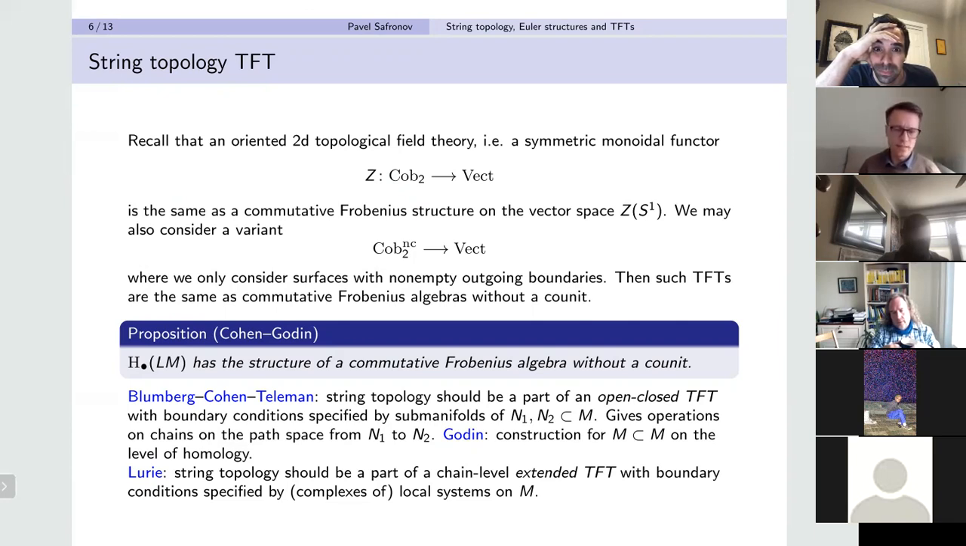Then also in Lurie's paper on the cobordism hypothesis, he briefly remarked that using the cobordism hypothesis, you can construct the chain level extended TFT. And here the boundary conditions are even more general than submanifolds. They're arbitrary local systems on M, or chain complexes of local systems on M.